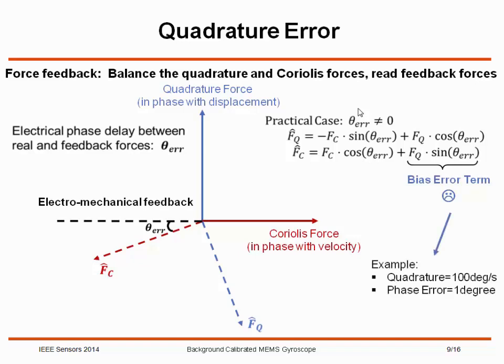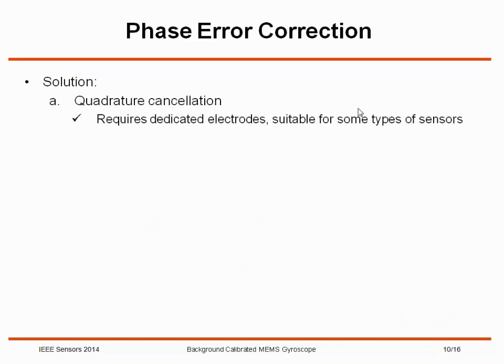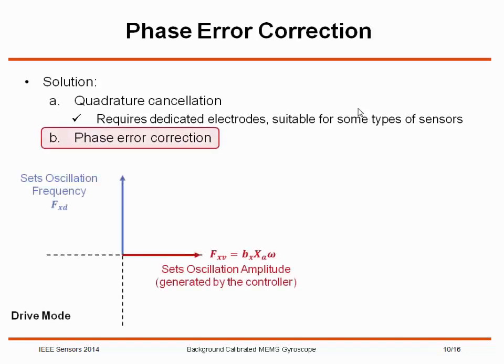To give an example, assume that the quadrature is 100 degrees per second and you have a phase error of 1 degree. It will cause an error of 6,000 degrees per hour. It's an offset. Assume that 1% of this offset drifts. It means 60 degrees per hour, and that's really big if you want to get, for example, a 1 degree per hour gyroscope. So quadrature is a big error source. What is the solution? The most common solution in the literature is quadrature cancellation by using some dedicated electrodes. Unfortunately, these electrodes are not available in most sensors. So here what we are proposing is phase error correction. The idea is this. We are, again, in drive mode.